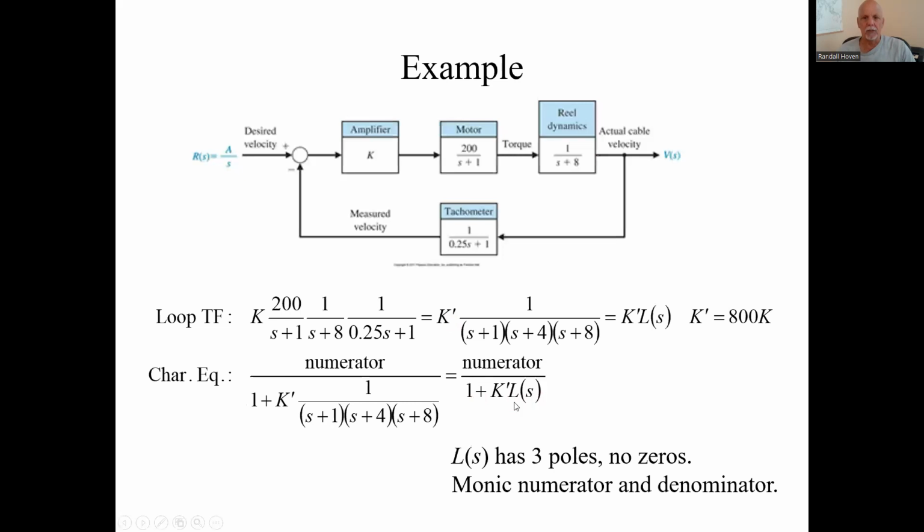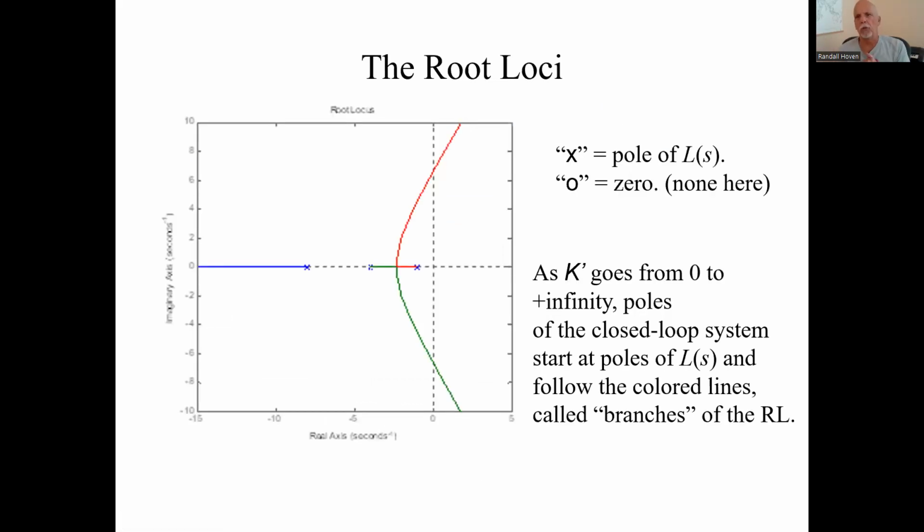But here's what we need. So we have an L of S as monic numerator and denominator, a root locus K, K prime, which is 800 times K, which was the original parameter of interest. Now let's see, what does a root locus look like? Here it is when generated by MATLAB.